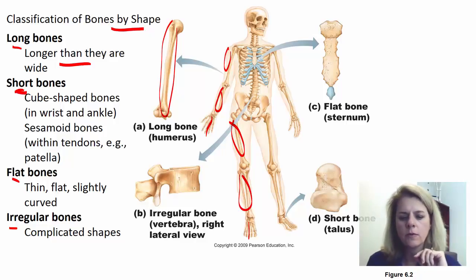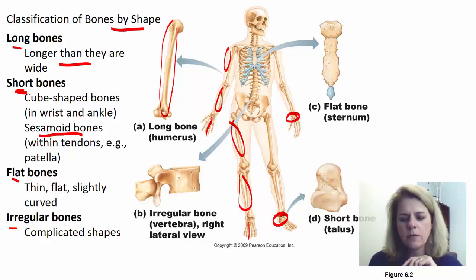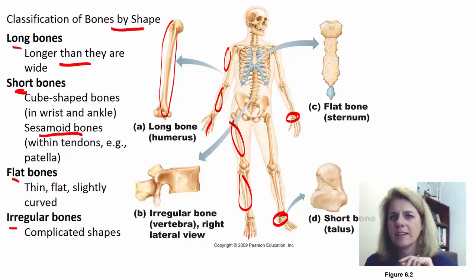We have short bones, and these are cube-shaped bones. We find these in the ankle and the wrist. There are also some short bones called sesamoid bones, which are bones that form within a tendon. The patella, or the knee bone, is an example of a short bone.